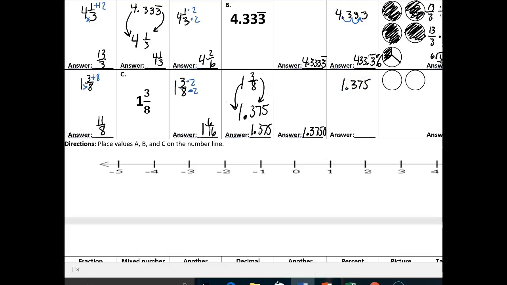For the decimal to percent, I will take the decimal and I'll swoop it twice to the right, nice and clear like that, and I'll get 137.5%. I write my decimal nice and clear.